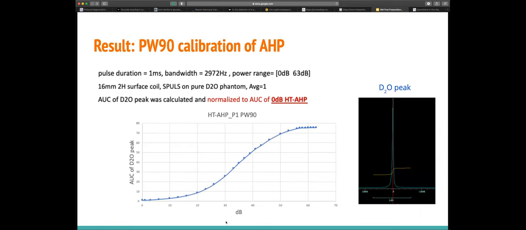Next slide. Okay, so as mentioned by Tanner, the first thing we need to achieve by using the surface coil is a good power calibration for both the 90 degree and the 180 degree adiabatic pulses. In this study, we used the half passage pulse, aka AHP, as our 90 degree excitation pulse. Here's the power calibration for the 90 degree, and it reaches a plateau around 58 dB. That's the power we can use for the 90 degree pulse.